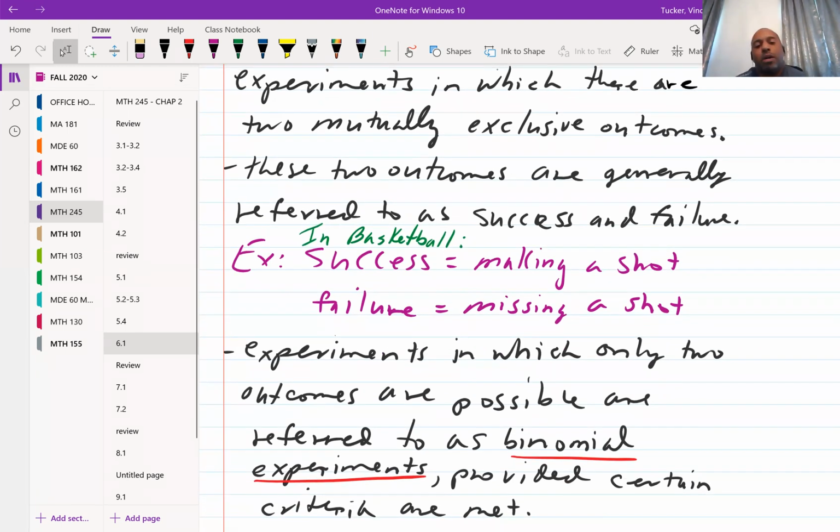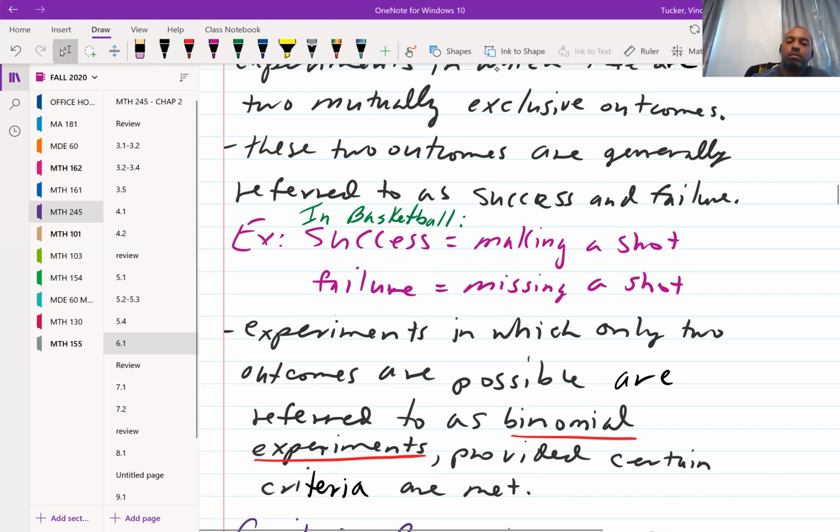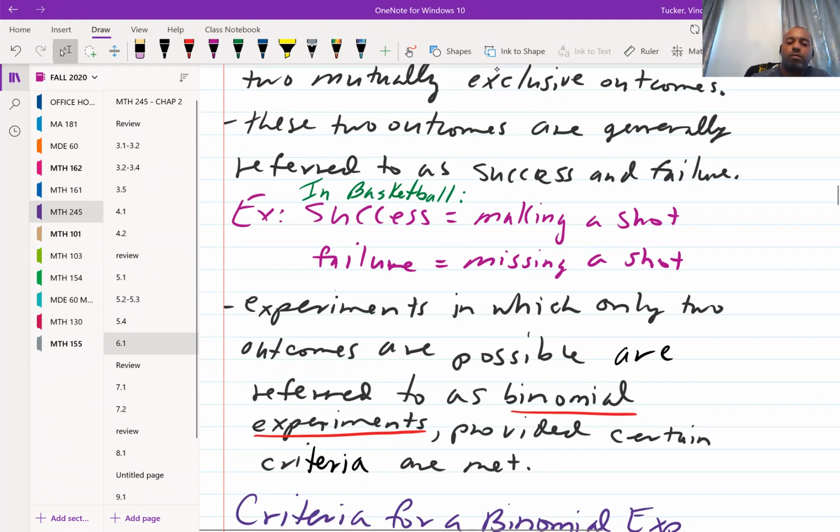Experiments in which only two outcomes are possible are referred to as binomial experiments, provided certain criteria are met. Everybody okay?